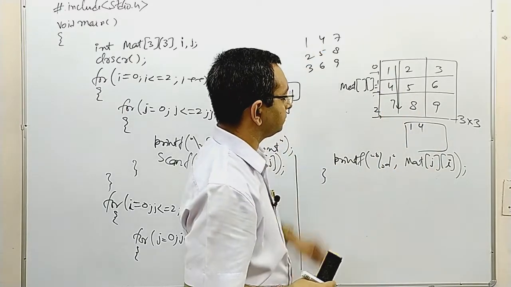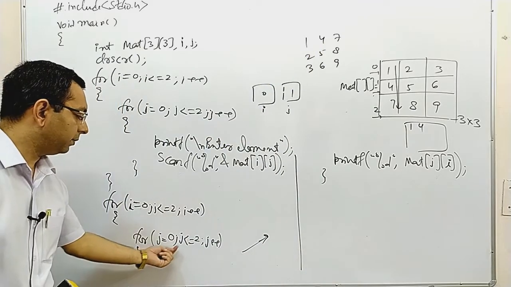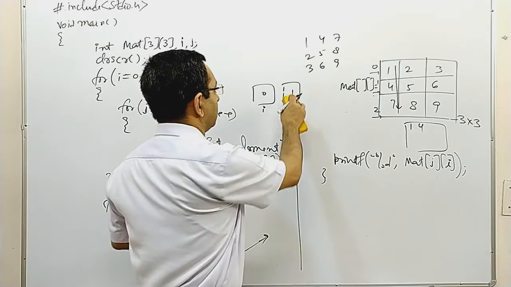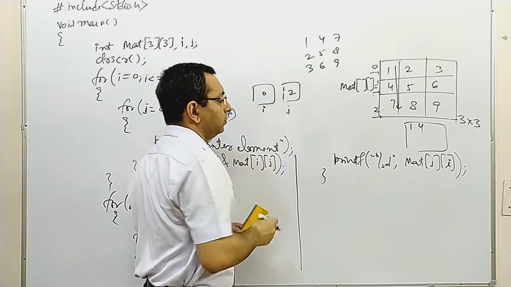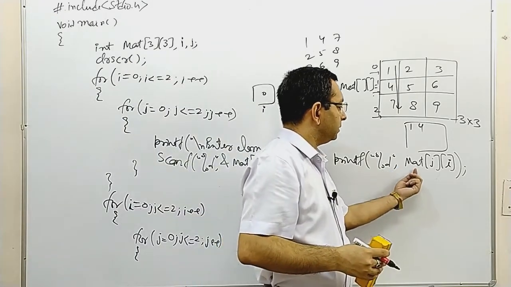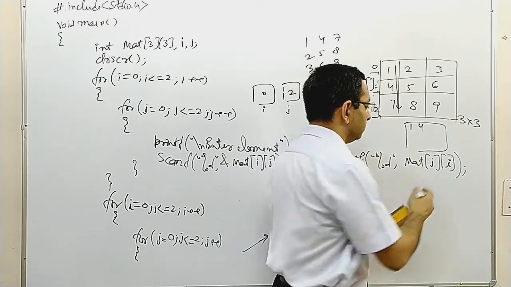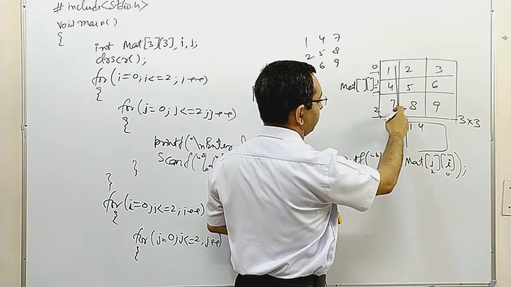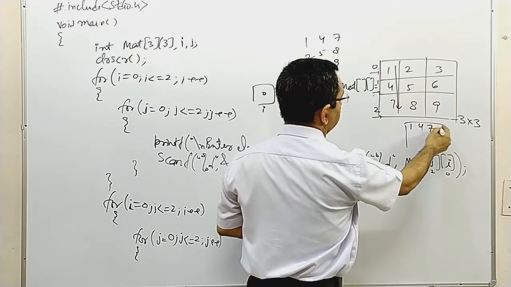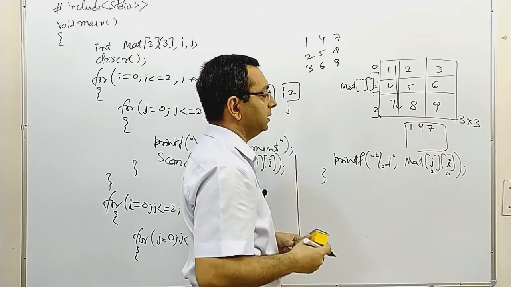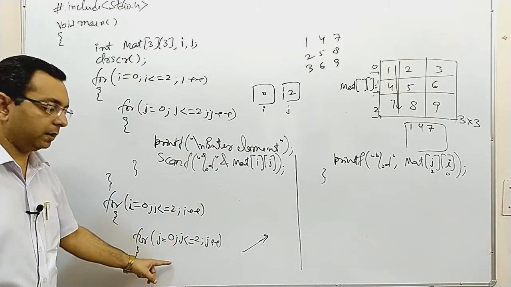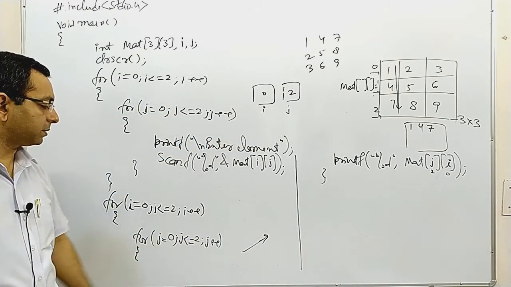You can check. Then j will be incremented by 1, so it will be 2. So now j is 2. So here matrix 2 0 means second row, zeroth column, which is 7. 7 will be printed here. Now you can check, 7 is again there. Then it will not be executed next because the maximum limit is 2.